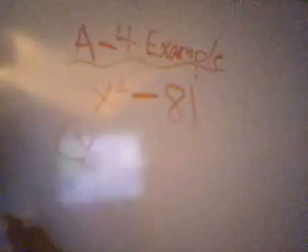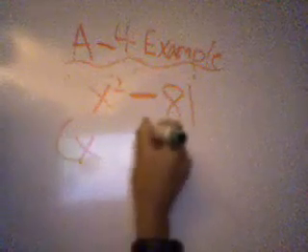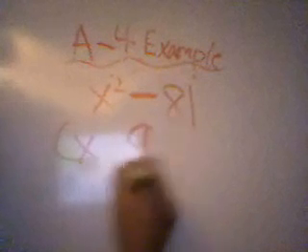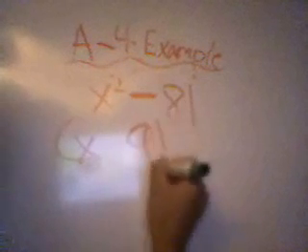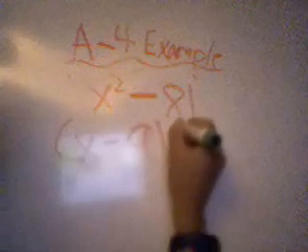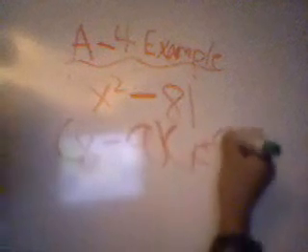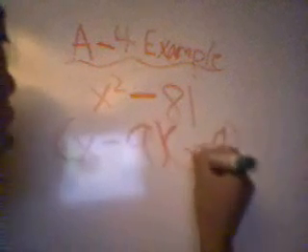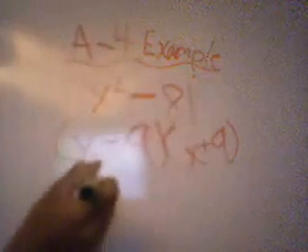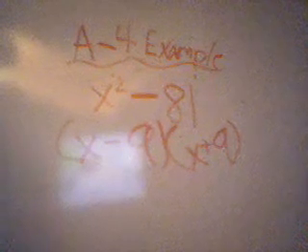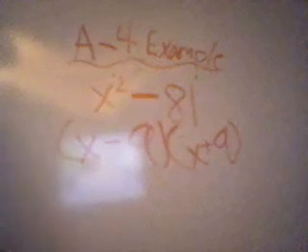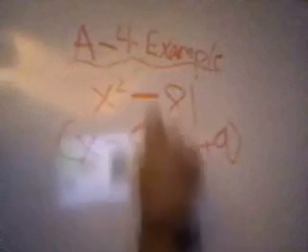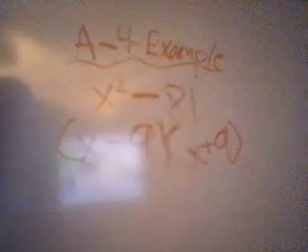Now you see, to break this down, you would take the square root of this, which is x, and then you would take the square root of this, which is 9. In one of the equations, you would have a minus sign and one would have a positive sign. Why? Because if both of them were negative, it would end up as a positive number. However, a negative number multiplied by a positive number becomes a negative number.